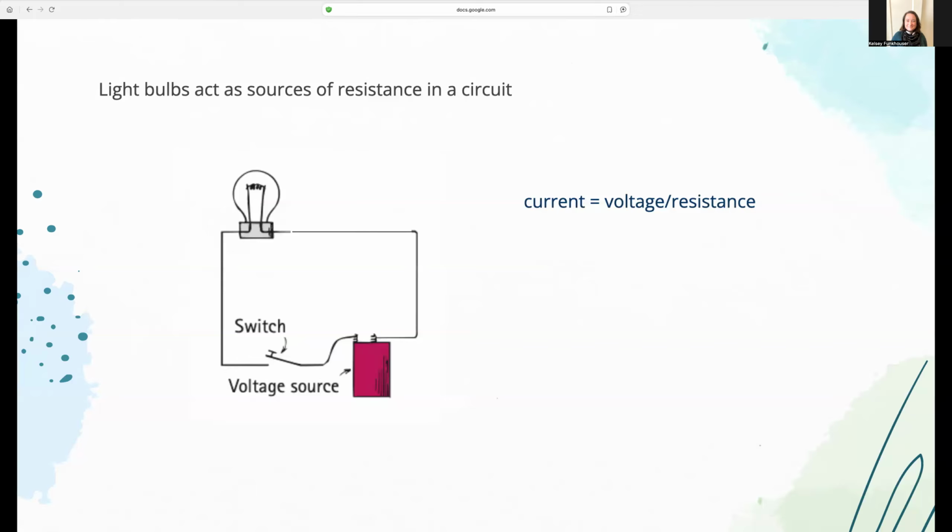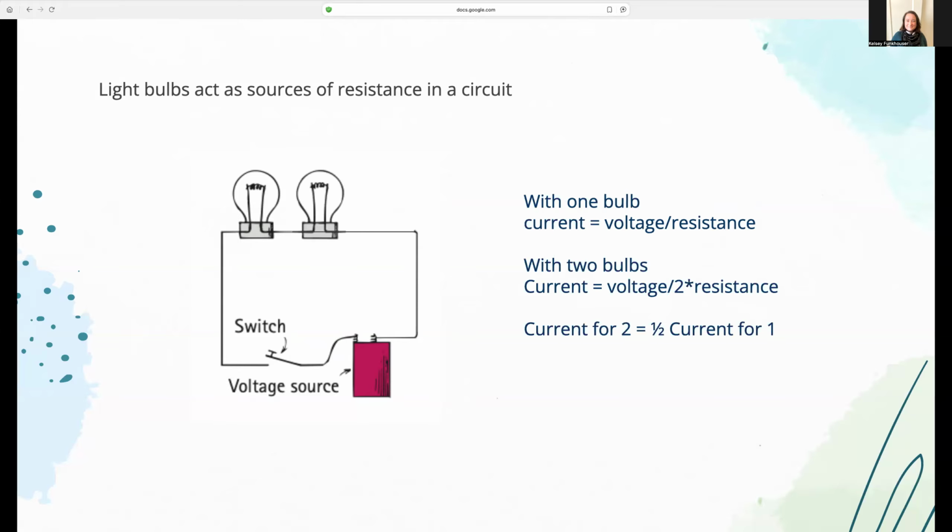Light bulbs act as a source of resistance in a circuit also. So we have our voltage source, a switch, which remember is like the valve, it can turn it on and off, and the one light bulb. So the current flowing through this circuit is going to just equal the voltage divided by the resistance of the bulb, because we just have one thing providing resistance.